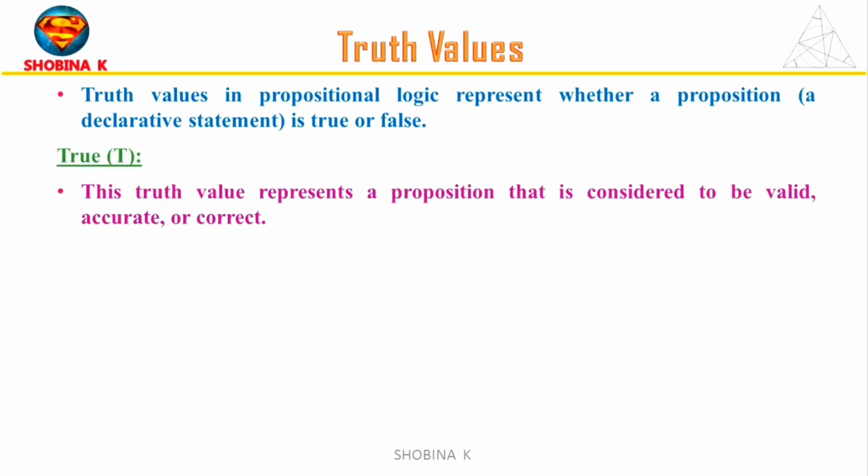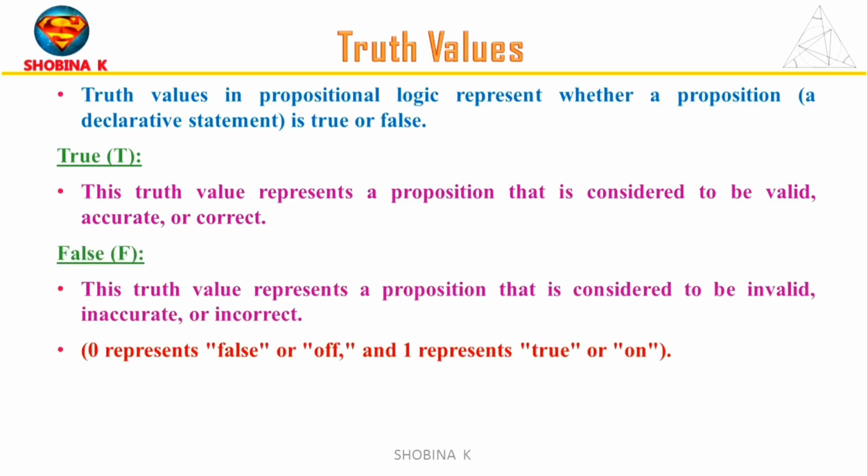True: this truth value represents that the proposition is true or correct. It signifies that the statement is true or the condition described by the proposition is satisfied. Next, false: this value represents that the proposition is false or incorrect. That is, it signifies that the statement is false or the condition described by the proposition is not satisfied. So propositions are statements that can be evaluated as either true or false, and truth values are the possible outcomes of this evaluation.